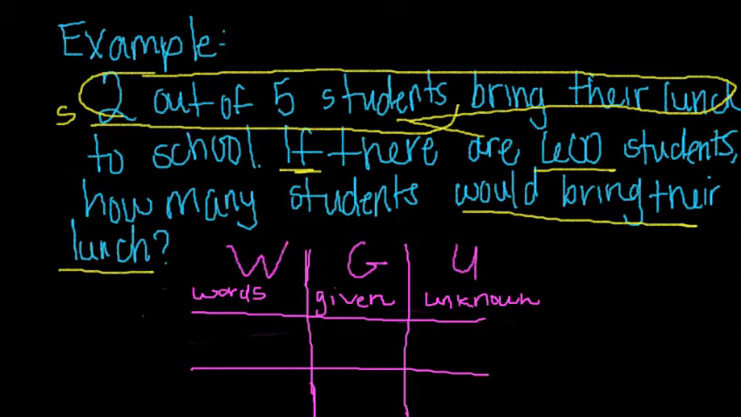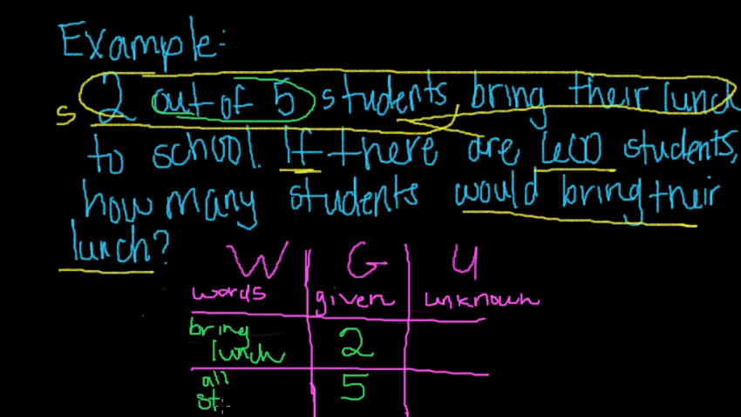All right, let's look at our statement. Our statement said 2 out of 5 students bring their lunch. So that is what was given to us, 2 out of 5. But then we need the words. The words is just labeling. So what is 2 talking about? Well, it's 2 students bring their lunch. So let's put bring lunch. And then out of 5. That word's out of 5 means all of the students. So that's all students. Okay? We're labeling what each number means.